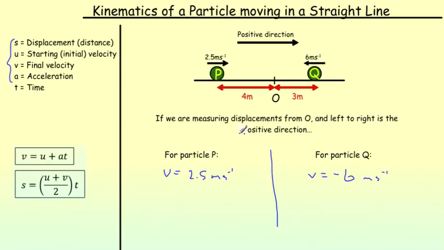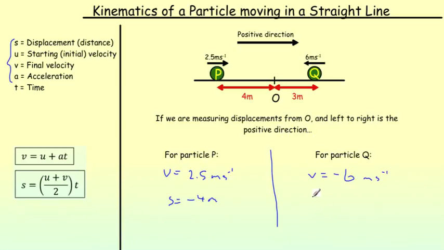Now, if we're measuring displacements, we also have to consider the direction, and which is positive and which is negative. If we decide to measure displacements from this point O between the two particles, and left to right is our positive direction, then our displacements would be as follows. For particle P, the displacement, denoted by the letter S, would be minus 4 meters, because it's 4 meters from O in the negative direction.